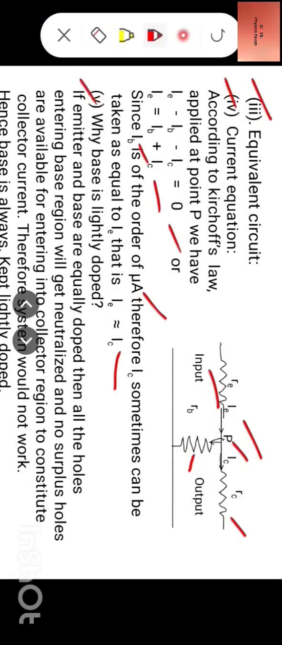Now fifth, why base is lightly doped. If emitter and base are equally doped, then all the holes entering base region will get neutralized and no surplus holes are available for entering into collector region to constitute collector current. Therefore, system would not work. Hence, base is always kept lightly doped.